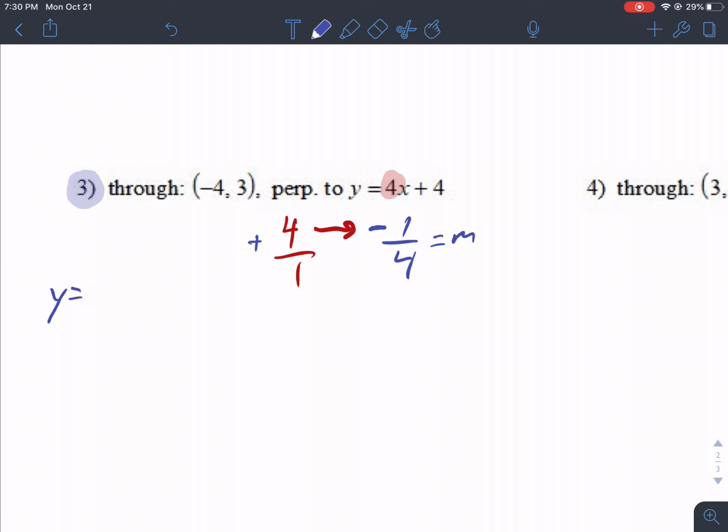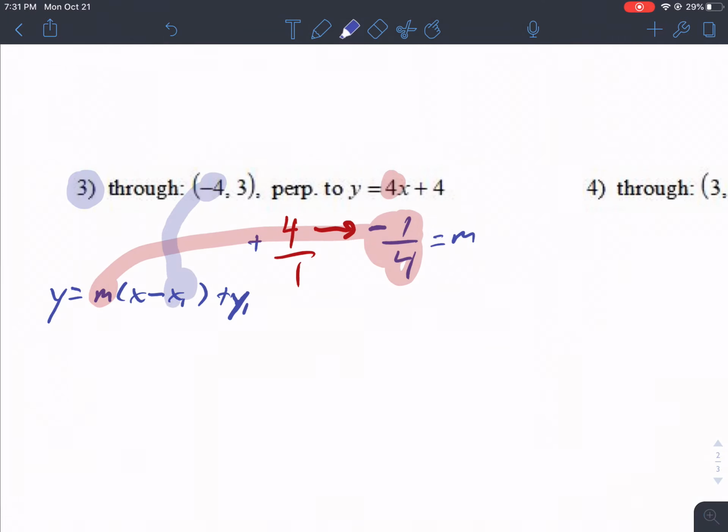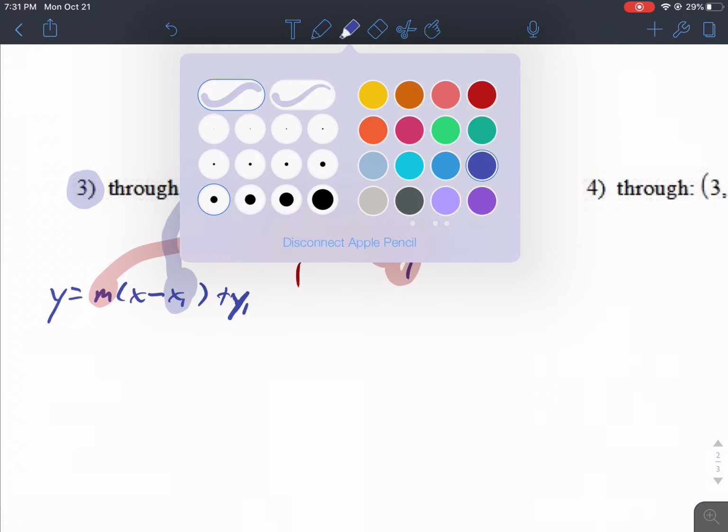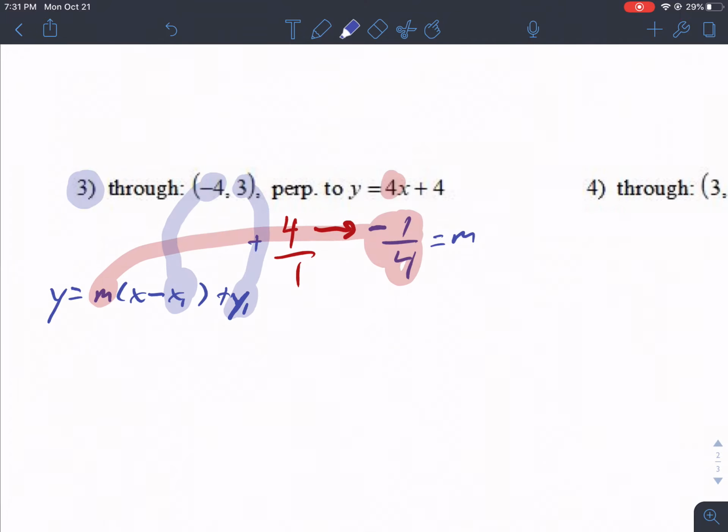Again, same equation. y equals m times x minus x1 plus y1. So you plug that in. Plug this in here. Plug this in here. And then plug this in here. Ooh, this one's going to really get you thinking. So when we plug it in, we have y equals, plug it in straightforward. Don't worry about the negatives just yet. So you're going to have negative 1/4, parentheses, x minus, ooh, this has a negative 4. So you're going to put another negative there, parentheses, plus 3.